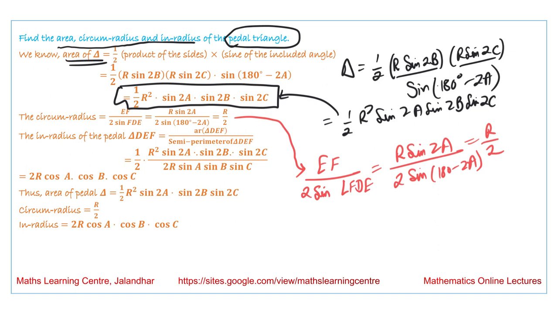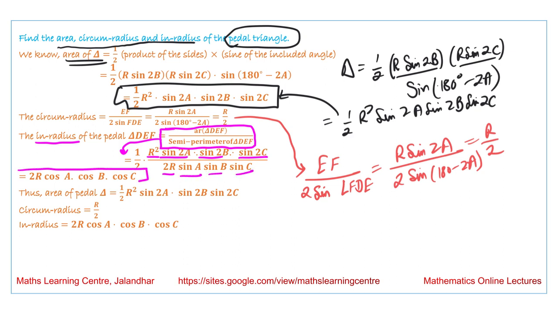And the inradius of the pedal triangle is given by the area of triangle DEF over the semi-perimeter of this triangle. By substituting the values, it is 1 by 2 R square sin 2A sin 2B sin 2C, over the semi-perimeter, and then it is 2R sin A sin B sin C. So the formula we obtain is in this form. These are the three required values: the area, circumradius and inradius of the pedal triangle.